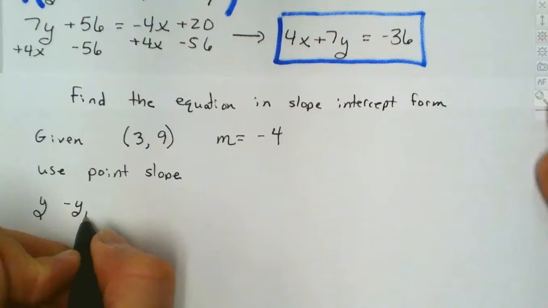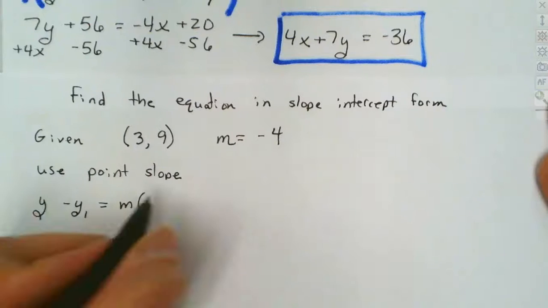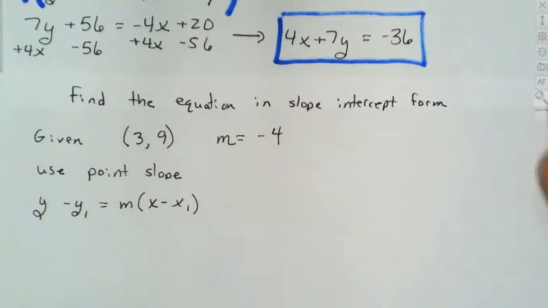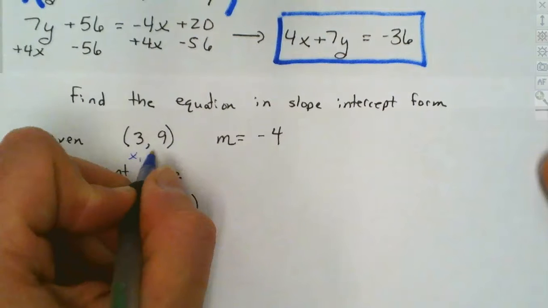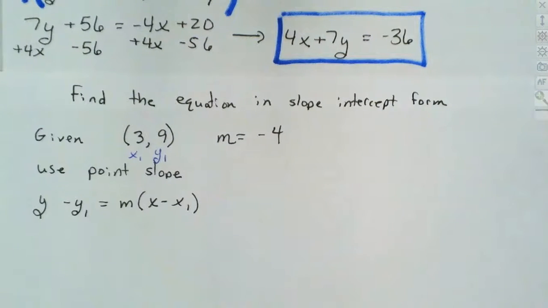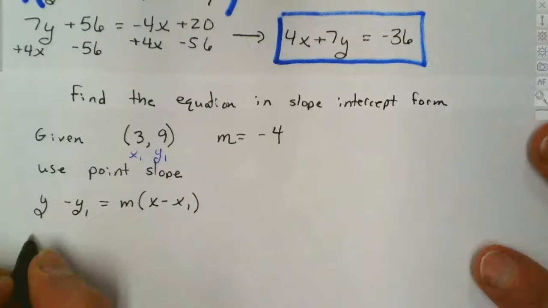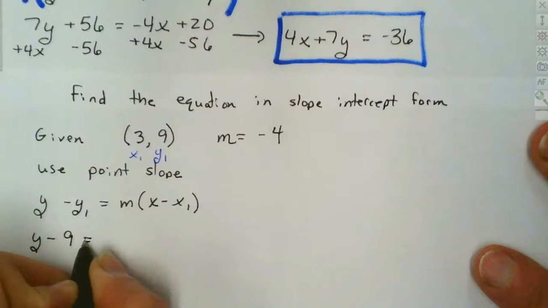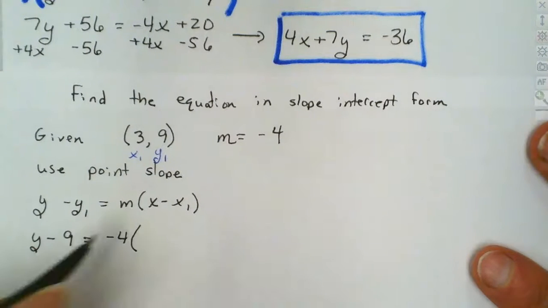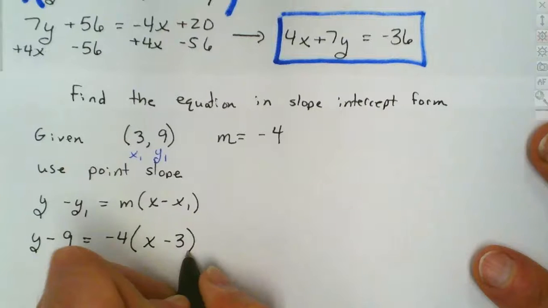And that is y minus y1 equals m times x minus x1. And we label our ordered pairs x1 and y1. So just like the last one. Now the only difference is this one's actually a little bit easier because we're going to get it in slope-intercept form. And there's no fraction. But it's the same as what we just did a moment ago. So now we simply fill it in. And that's y minus 9 equals minus 4 times x minus 3.